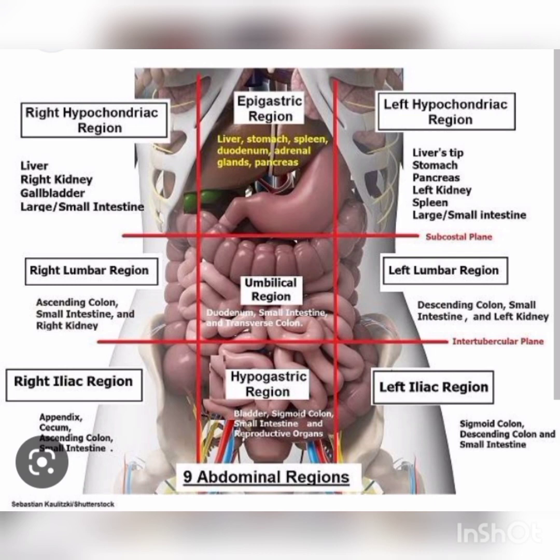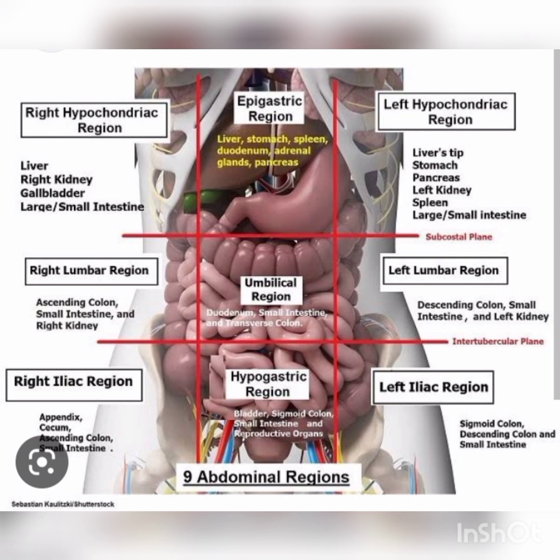And in between, you all know that this is the middle region where the umbilicus is present. Exactly, that is why they gave it the name umbilical region. Here you can see the duodenum, small intestines and transverse colon, which is also a part of the large intestine. And on the left you can see the left lumbar region, where the descending colon, a part of the large intestine, and small intestine and left kidney can be seen.